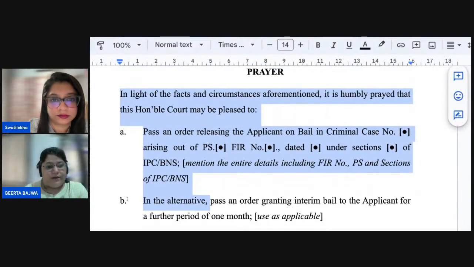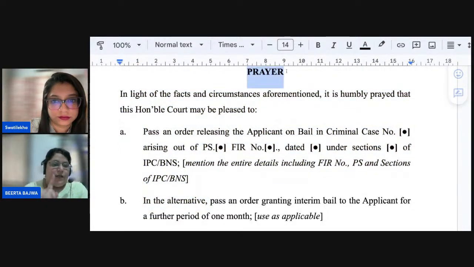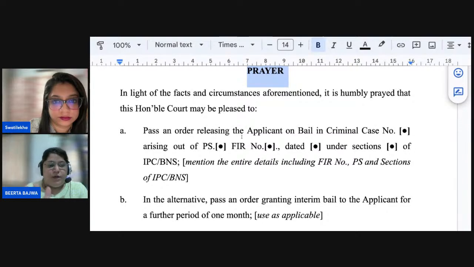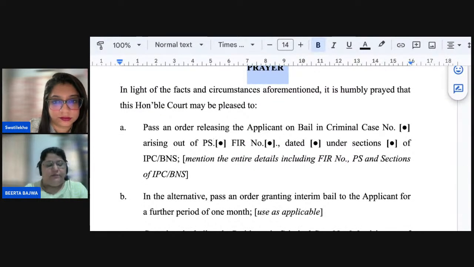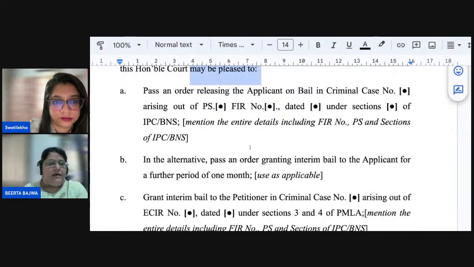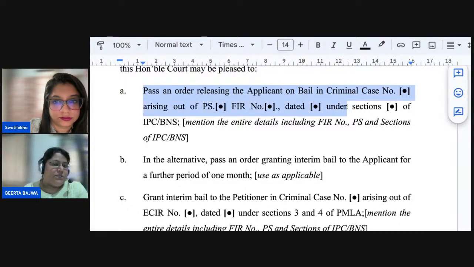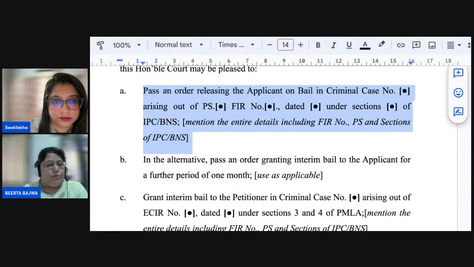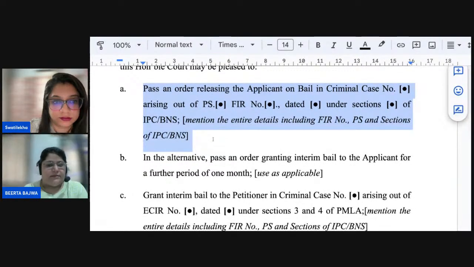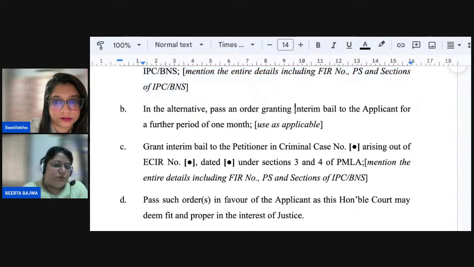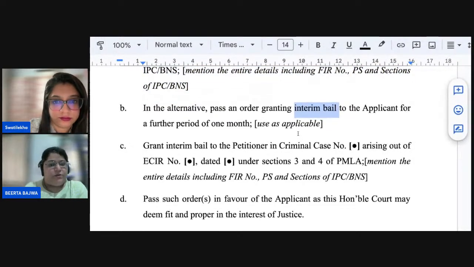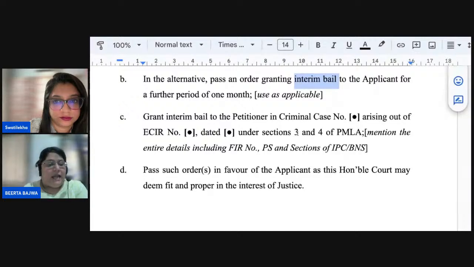Whenever you file a regular bail application, your prayer clause will always go as: that this Honorable Court be pleased to release the accused on bail in FIR number so and so, registered by so and so police station under what section. You do not mention interim bail. This prayer clause does not come in the regular bail application. This only comes if you are seeking an interim bail.